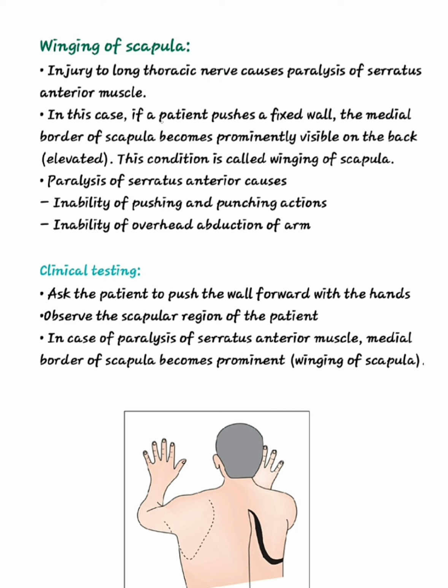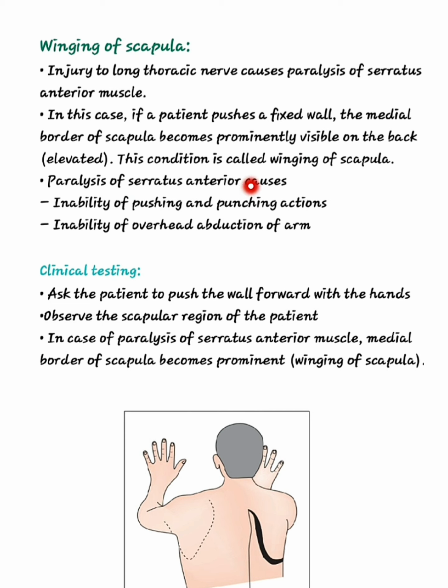In this case, if a patient pushes a fixed wall, the medial border of the scapula becomes prominently visible on the back. You can see here, if a patient pushes the fixed wall, the medial border of the scapula becomes prominently visible on the back. This condition is called winging of scapula.